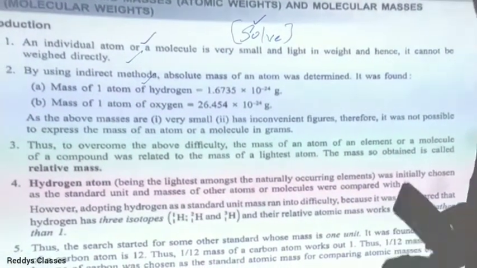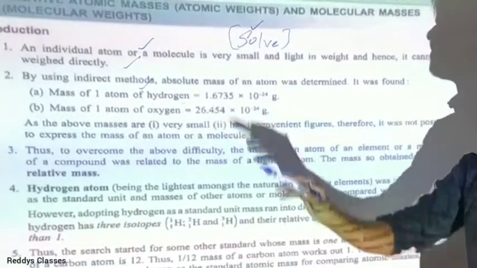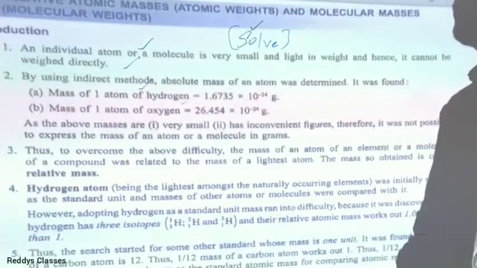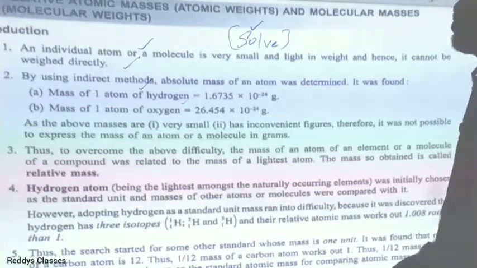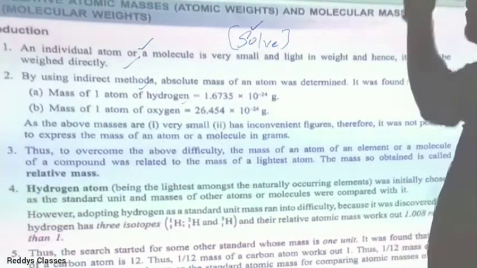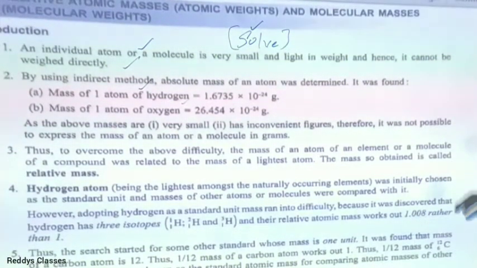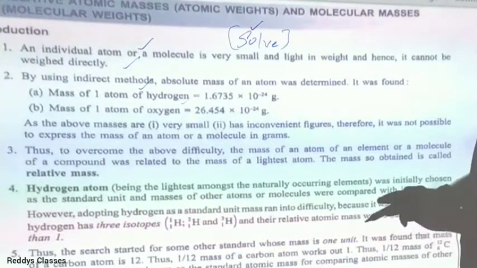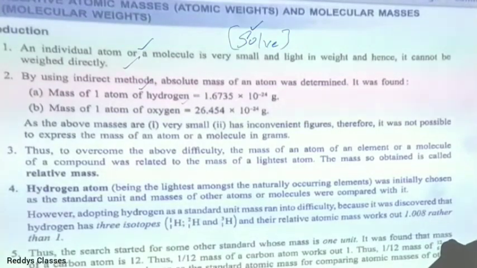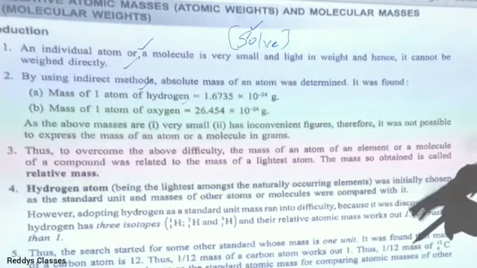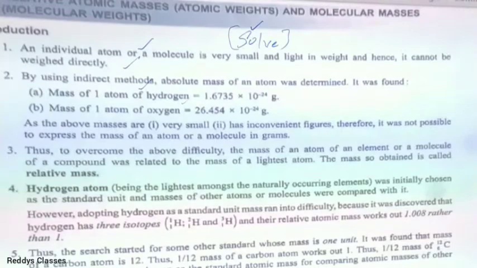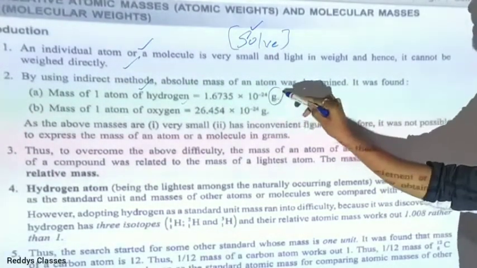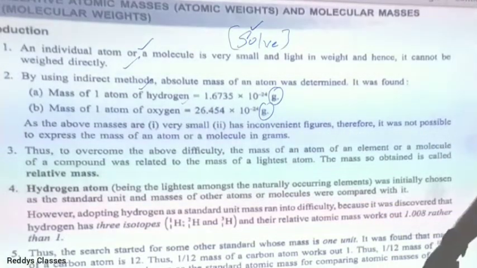It was found that the mass of one atom of hydrogen is 1.6735 into 10 raised to power minus 24 grams, and the mass of one atom of oxygen is 26.454 into 10 raised to power minus 24 grams. As the above masses are very small and inconvenient figures, it was not possible to express the mass of an atom or molecules in grams. Therefore we do not use grams, we use some relative masses.